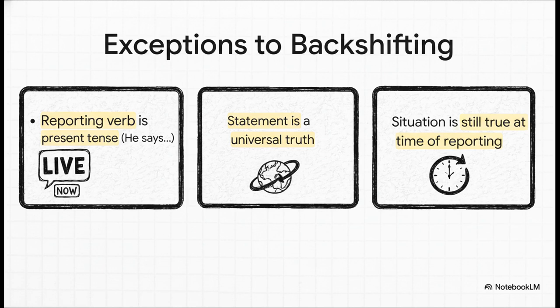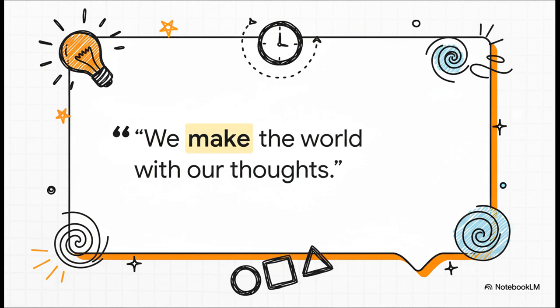First, if you're reporting in the present tense, like he says, instead of he said. Second is when you're talking about a universal truth or a general fact. And the third is when the thing that was said is still true right now as you are speaking. Let's take that universal truth exception.